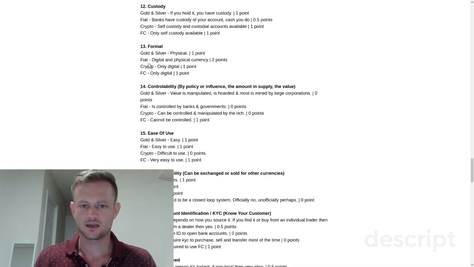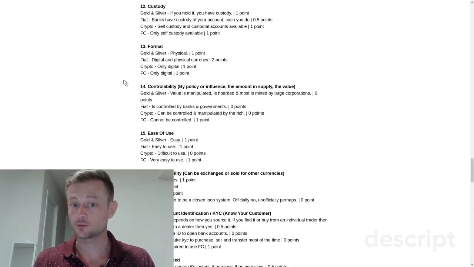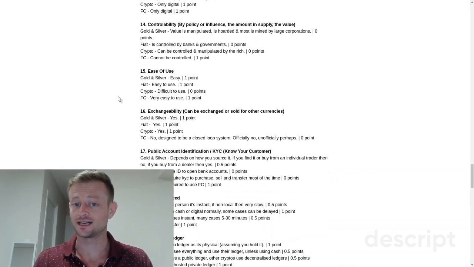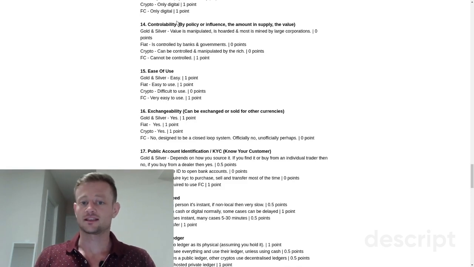Format. Crypto and freedom credit are only digital. So, controllability by policy, influence, the amount and supply, the value. Gold and silver, well, the value is manipulated. I need to look into that more, but apparently the value is being suppressed and it's actually worth more than it's listed at the moment. It's listed for a ridiculous amount.